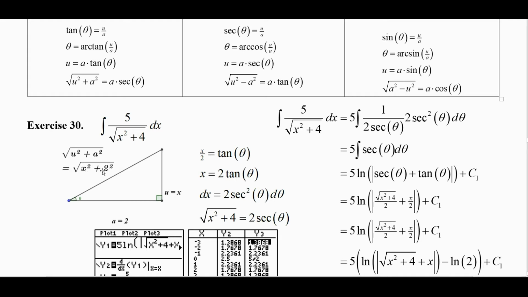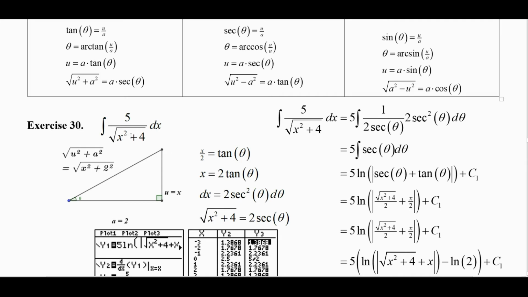Now what about the square root? Well, that's the hypotenuse here. If you take that hypotenuse over 2, you have the secant of that angle theta, so just solving for the square root, the square root of x squared plus 4 is 2 times the secant of theta. All right, so now let's come over here and start working with the integral, and this will sort of tell us what to substitute. First of all, that 5 is sort of in our way, so we just bring it out front.